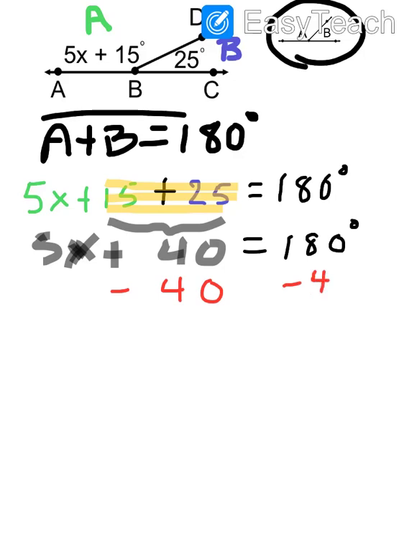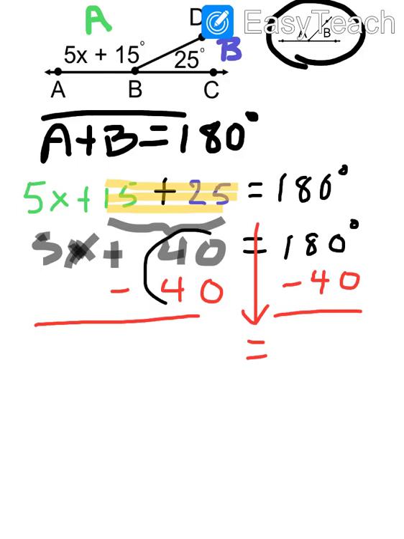from both sides, because if you have two things that are equal to each other, you have to take the same amount away from them in order for them to stay equal, which is this wonderful line here. Okay, we want both sides there to be equal. So 40 take away 40, that's going to be 0. 5x plus 0 is just 5x. 180 minus 40, that's 140.